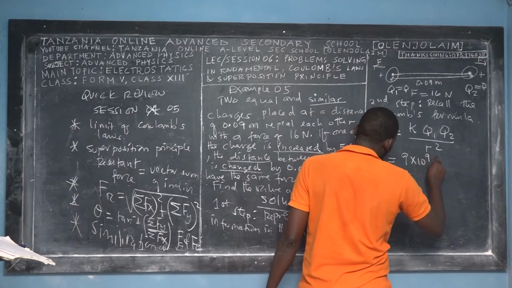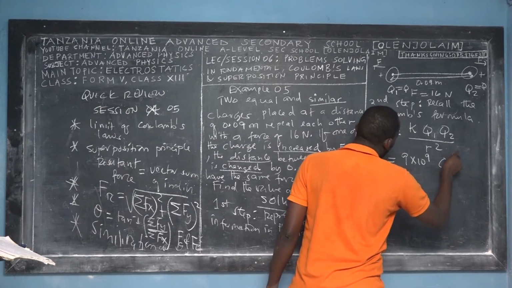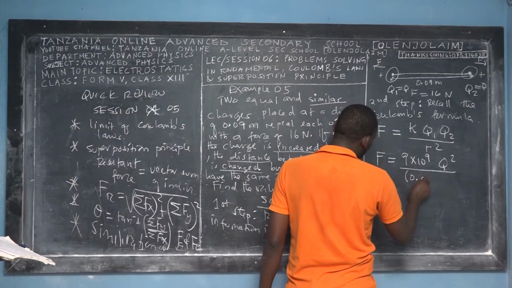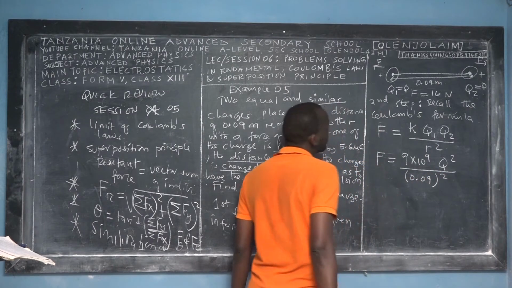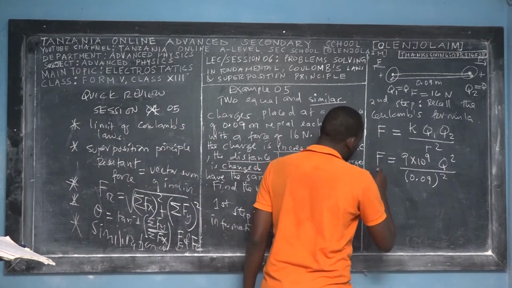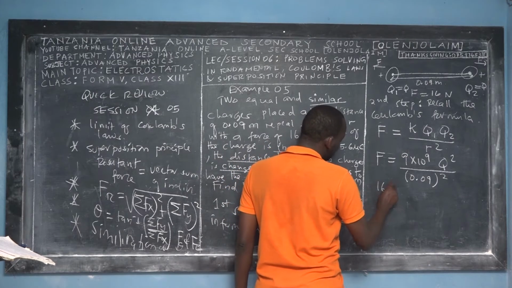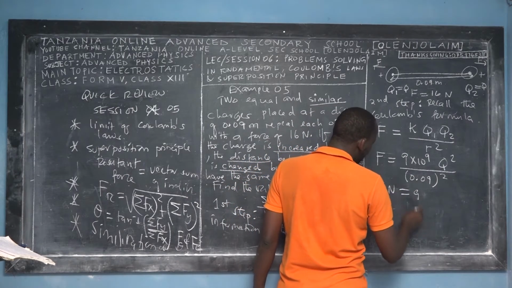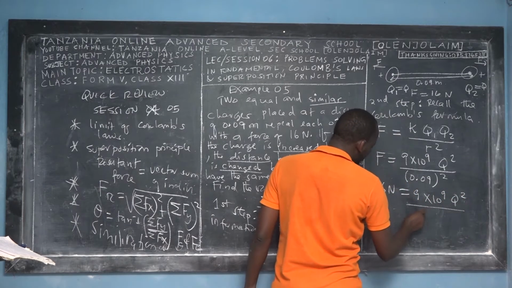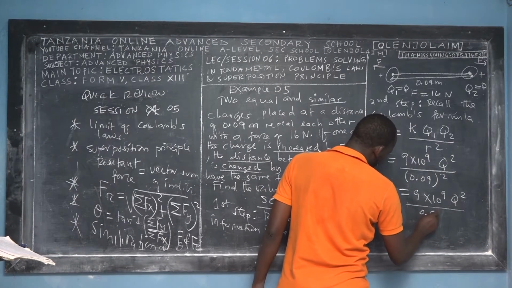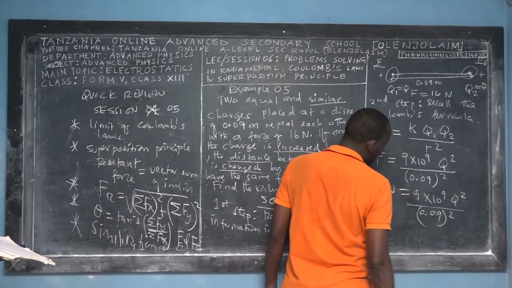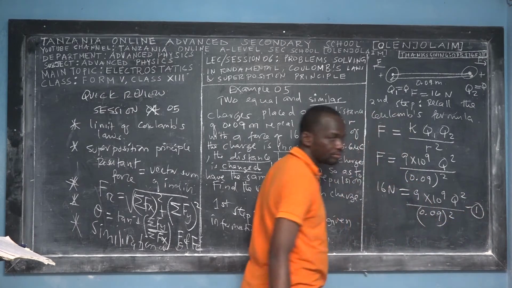I told you how we find it. And then these are like charges, which is Q square, over R square, where R is 0.09 square. So the force is 16 Newton. So 16 Newton is equal to 9 exponent 9 times Q square over 0.09 square. So this is our first equation.